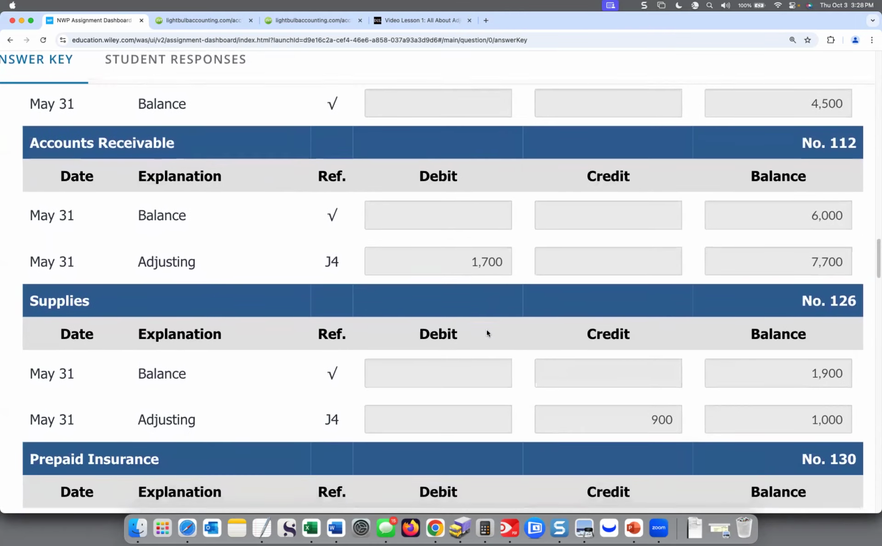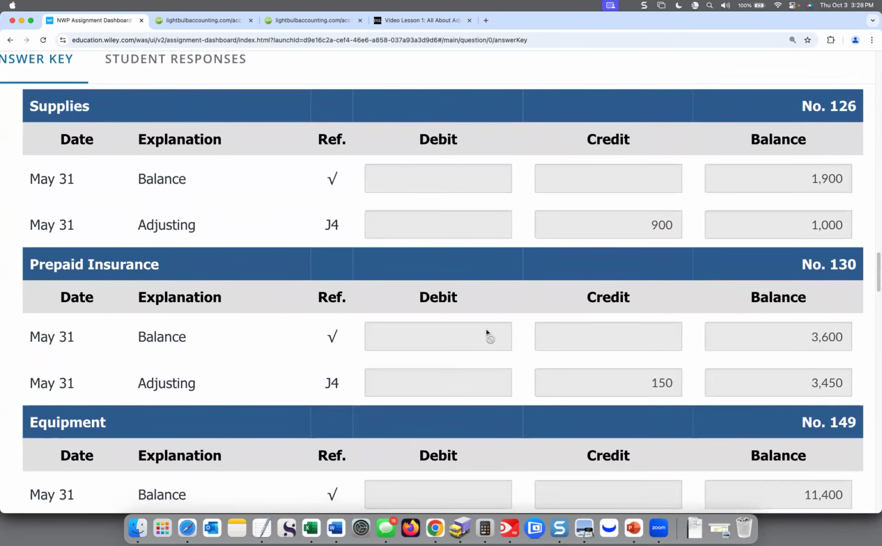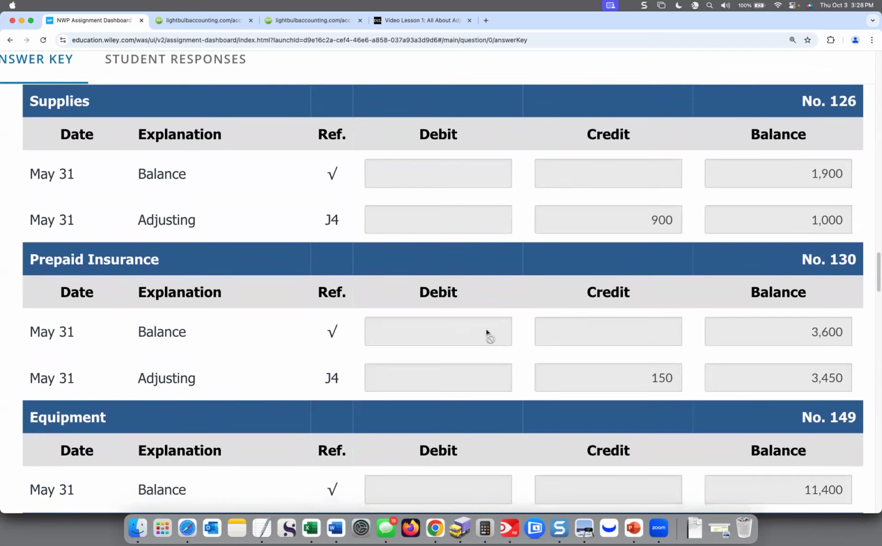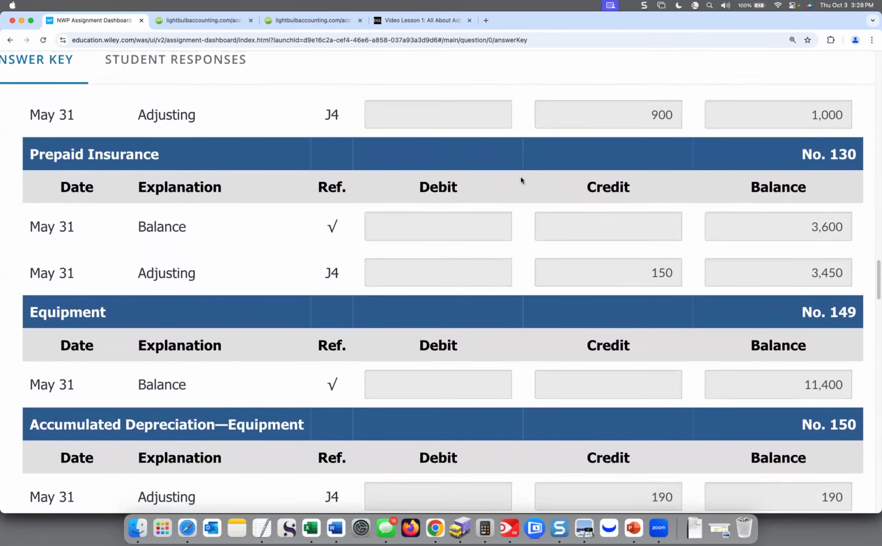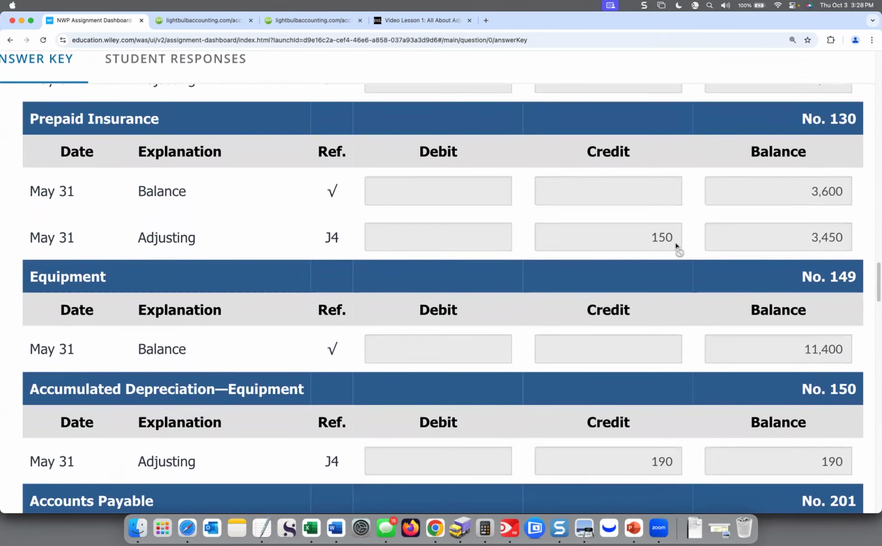Looking down at the other posts, we got supplies, prepaid insurance and equipment, all of which are assets. So notice with supplies, again, we got a $1,900 balance, but we posted a $900 credit. That's going to lower the balance to $1,000. Or you just subtract the credit from the previous balance. Prepaid insurance, same deal. We got a $150 credit post from an adjusting entry, and credits are the decreasing side for this account. So it brings my balance down to 3,450.